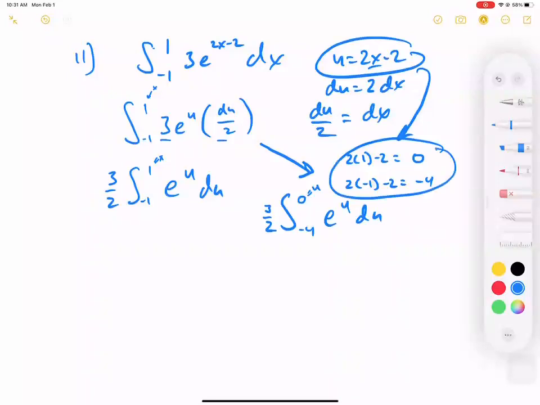Let's do the u one first. 3 over 2. And it's going to be e to the u, because the derivative of e to the u is e to the u. And we're going to plug in 0, negative 4. So we end up with 3 over 2, let's use the parentheses over them all, e to the 0 minus e to the negative 4.